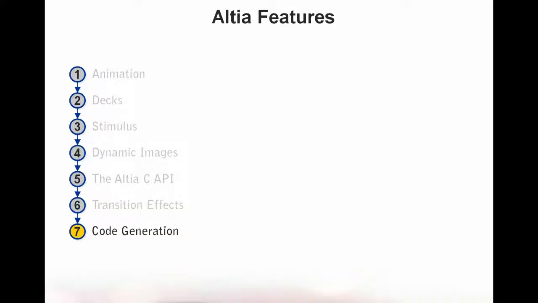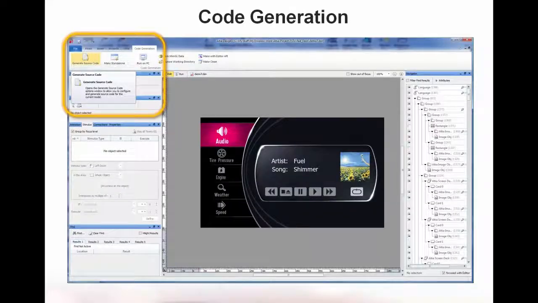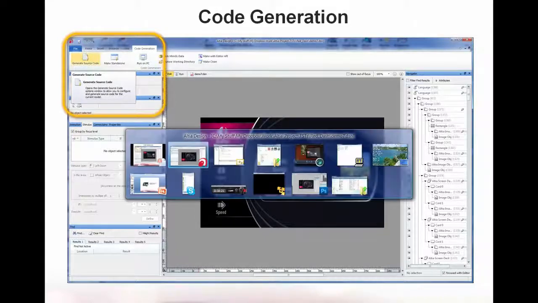Alright, so these processes and these objects that we've been talking about before, when you get your GUI done and finished and you're ready to deploy on hardware, you leave Altia Design and you enter the world of Altia DeepScreen. And that's done from the code generation ribbon. So let's go generate some source code and put this on an IMX6.